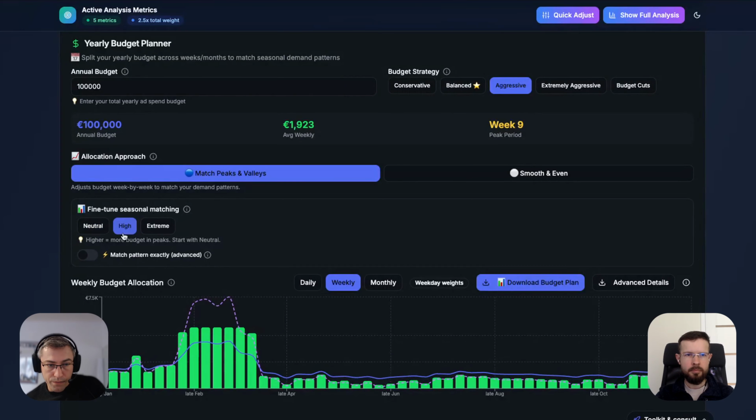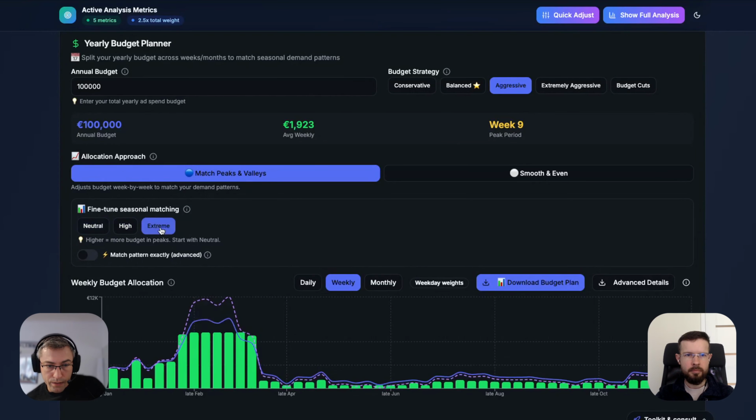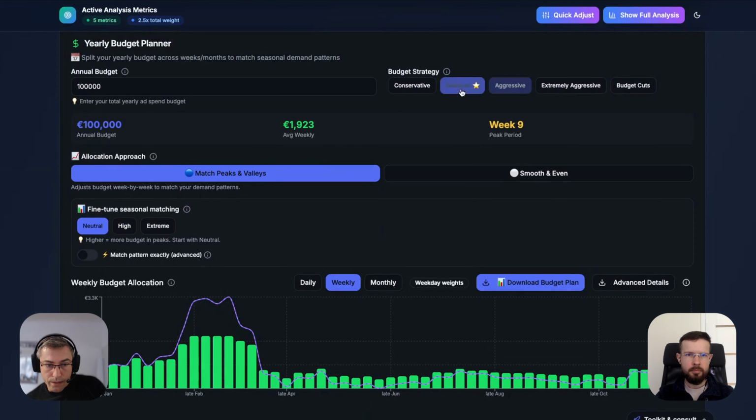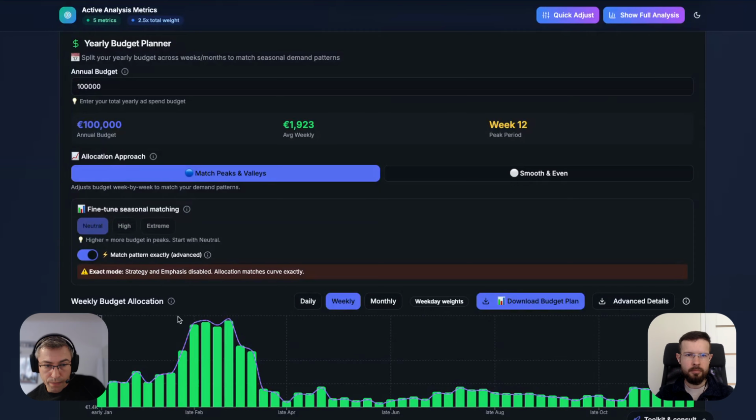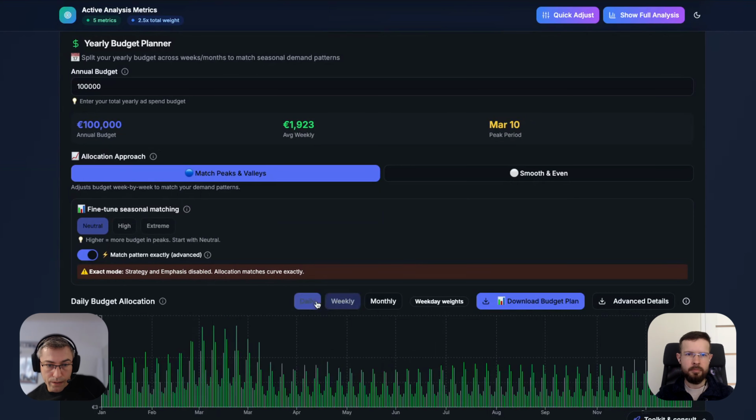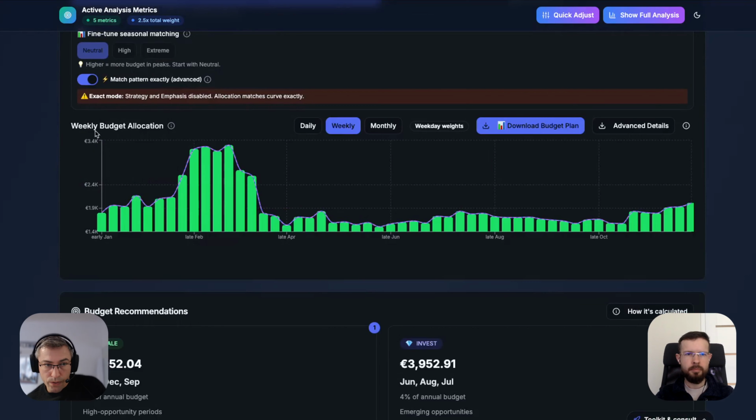Here you can fine-tune the seasonal matching a little bit: extreme, high, neutral. So you can increase or decrease what's going on here. You can match the pattern exactly as well. And then you can download this data. So matching pattern, the pattern is what we created here, right? This is the pattern. As you can see, when we switch it on, it's almost exactly as this pattern above.